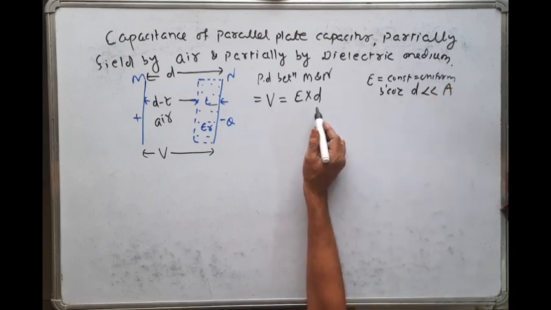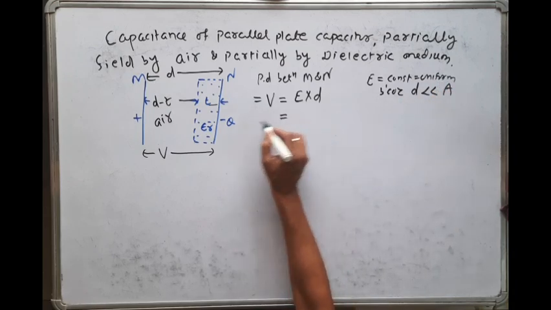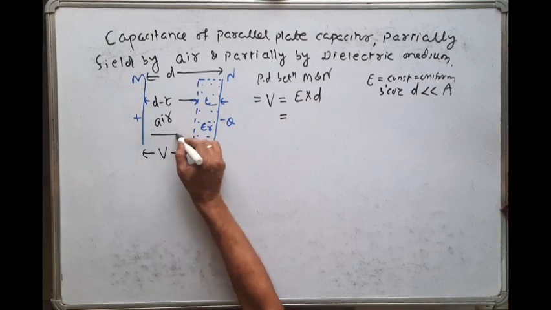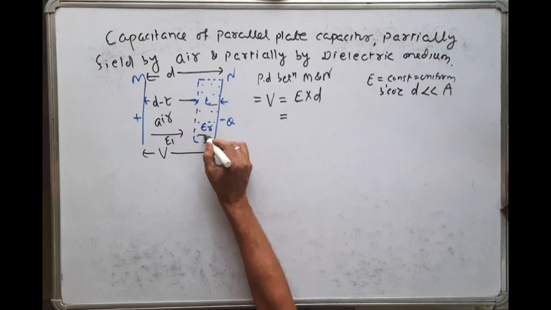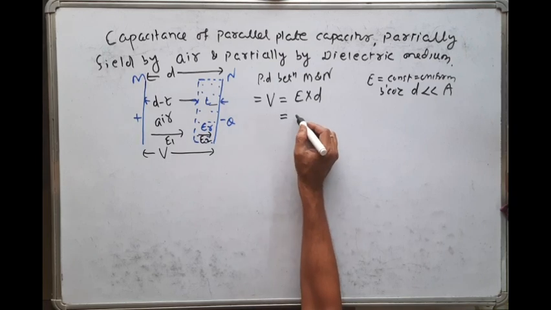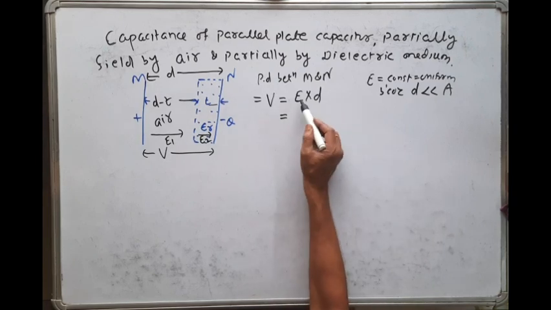So V is equal to E into D. Now see, there are two electric fields. From positive to negative, there is the electric field developed in the air, E1, and the electric field developed in the dielectric medium, say E2. So I can write V is equal to, what is the formula? V is equal to ED.